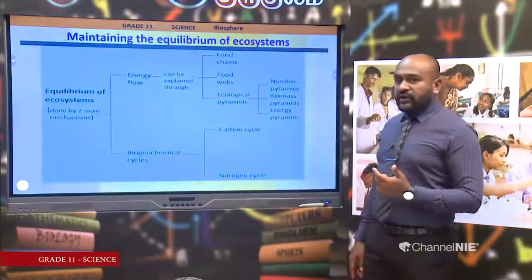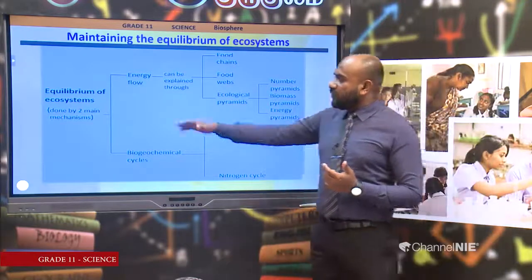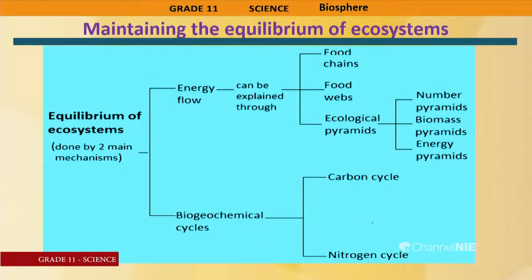So, I think you all can see that equilibrium of ecosystems is maintained by two main mechanisms. One is energy flow. To explain energy flow in science, in ecology, we can use food chains, food webs and ecological pyramids. These are different models used in ecology to explain energy flow. Under ecological pyramids, we are going to talk about three types of pyramids: number pyramids, biomass pyramids and energy pyramids.